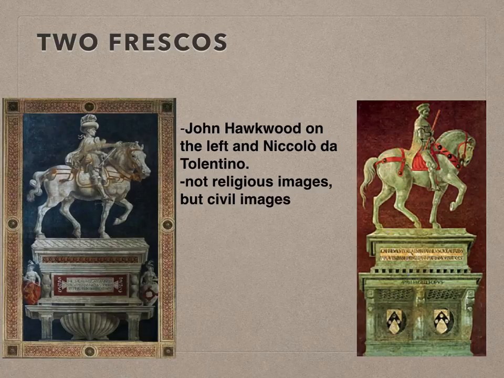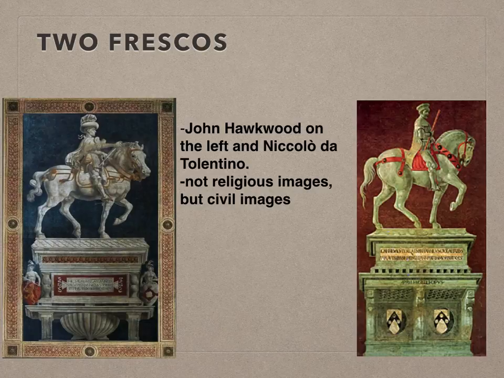Okay, and then I'm going to introduce you to the two frescoes on the wall. The one on the left is John Hawkwood, and the one on the right is Niccolò da Tolentino. One thing we need to notice about these two is that they're not religious images, but civil images. They are military leaders during that time.